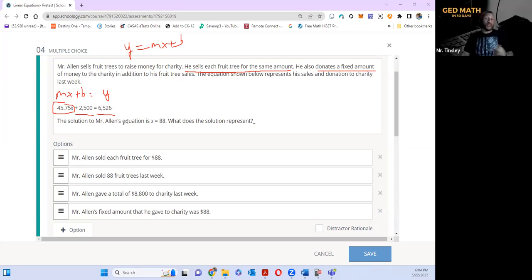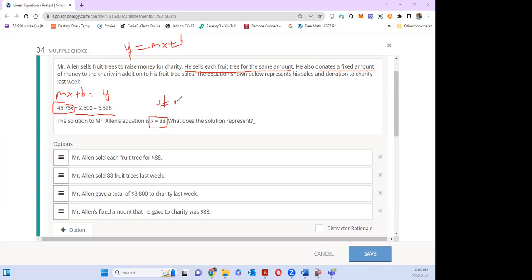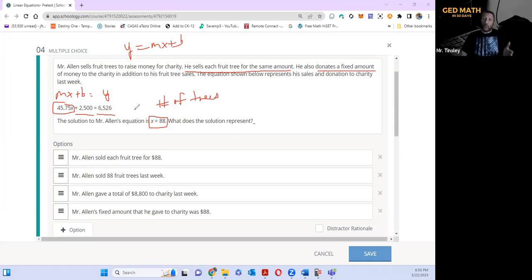So what it's asking you is something different. Usually, I don't give you every variable. I gave you everything in this question. But I want to know if you had a conceptual understanding of what that meant. So the solution to Mr. Allen's equation is x equal 88. Well, x is the number of trees. Right? So what does the solution represent? So what it means is if he sells 88 trees and he donated 2,500, the total he was going to collect in donations was 6,526.